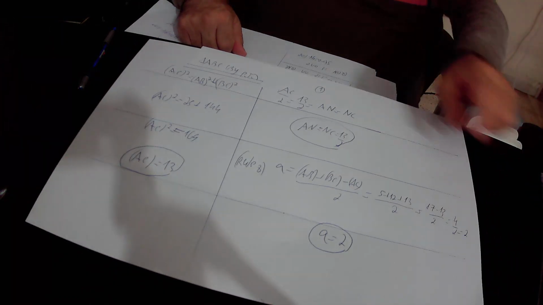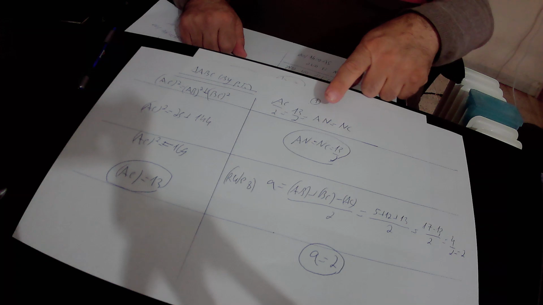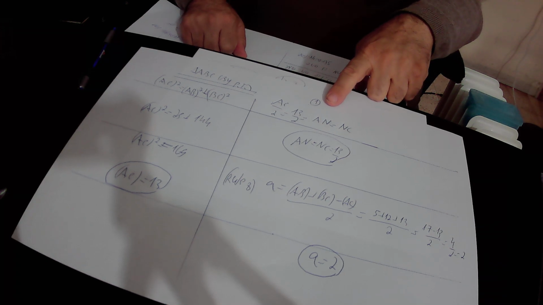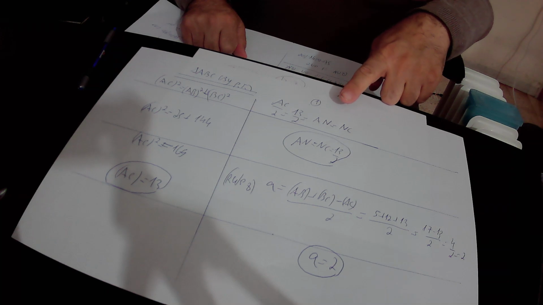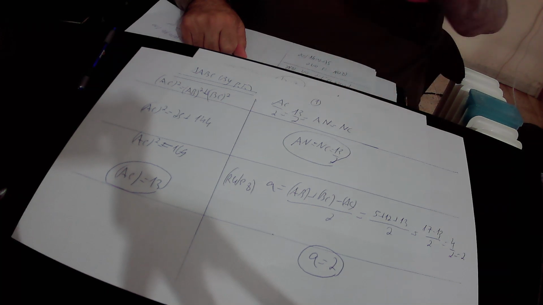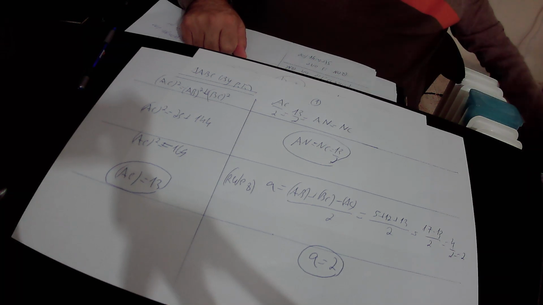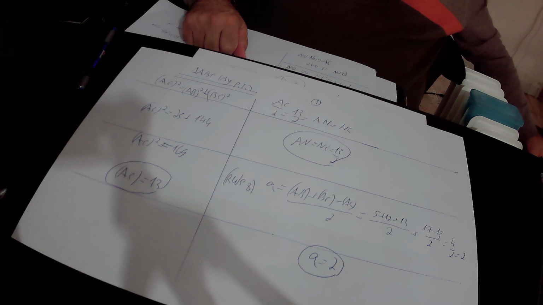That is to say AC over 2, that is 13 over 2. So half the hypotenuse is AN, and the second half is NC. Both are equal to each other. That is to say, we found out that AN equals NC equals 13 over 2. Each half equals 13 over 2. Then I presented to you rule number 8, and we implemented rule number 8 in our drawing.